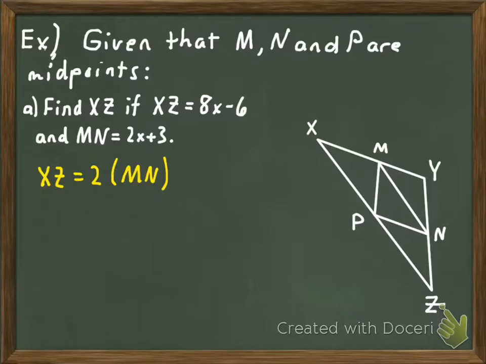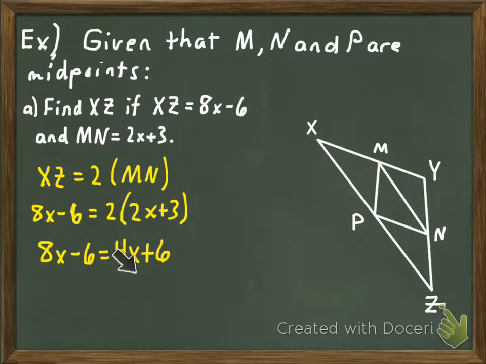And if you see that, then all you need to do is some substitution. We'll put 8x minus 6 in place of xz, and then we'll set that equal to 2 times 2x plus 3. Little algebra, and voila, we will have the value of x and then the length xz. All right, well, let's do that algebra. After distributing, you'll have 8x minus 6 equals 4x plus 6. And then when you subtract 4x from both sides and add this 6 to both sides, you get 4x equals 12. So x is going to be equal to 3.